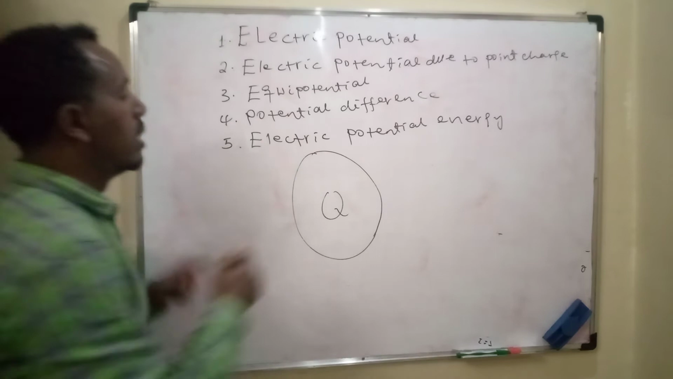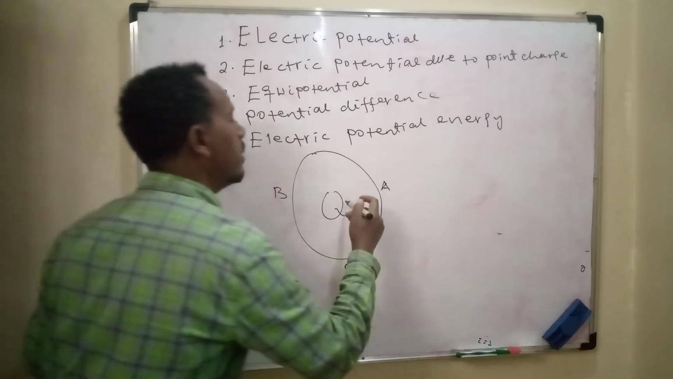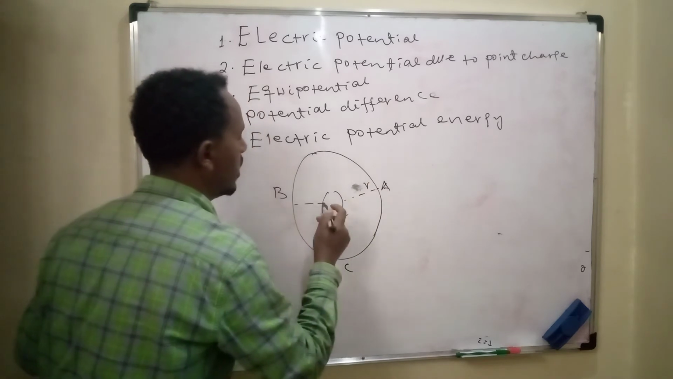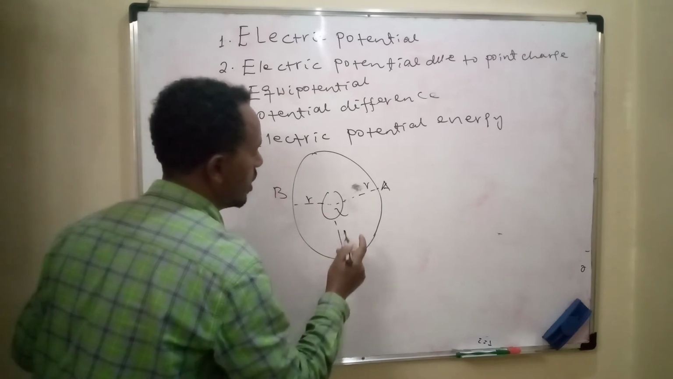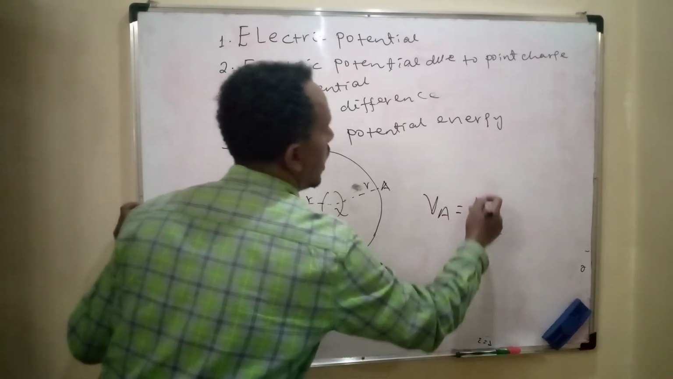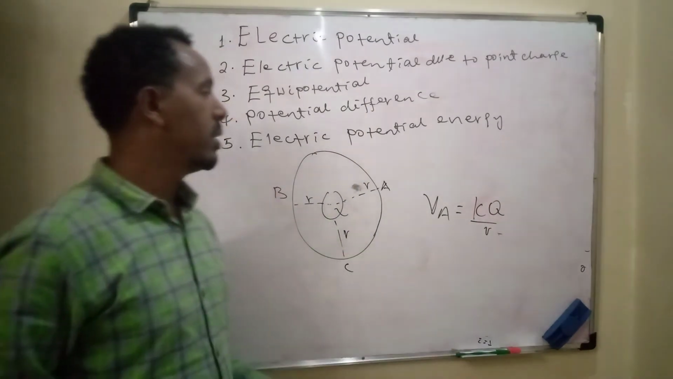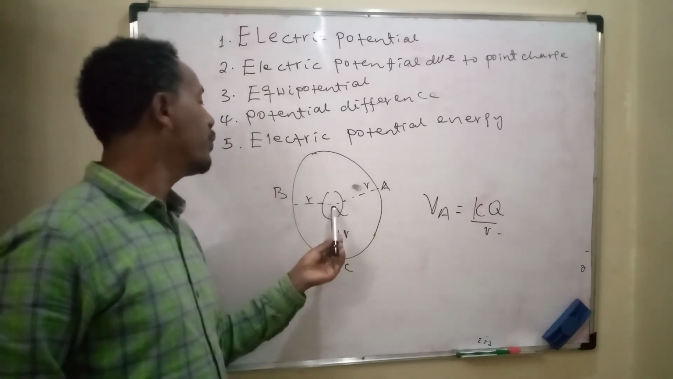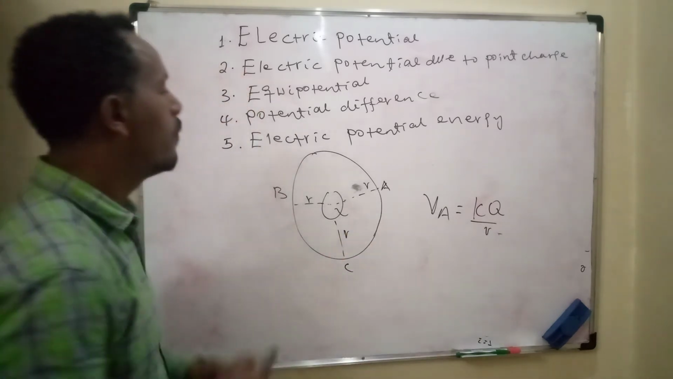Now, there is point A, point B, and point C. To determine the potential at point A, let's say this is R, this is also the radius of the circle, and this is also a radius of the circle. Now, the potential at point A is equal to K times Q over the radius of the circle. K times Q, magnitude of charge, over R, the distance from the charge to the surface of the circle is R, which is equal to VA.